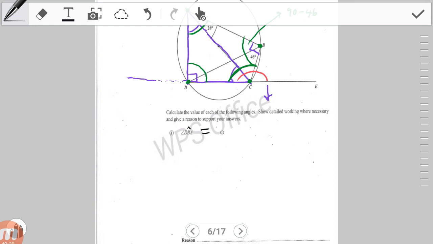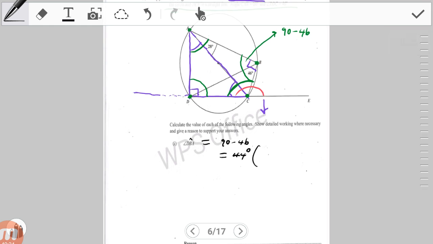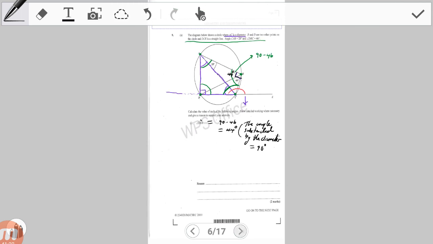It would have simply been the fact that angle DBA is equal to 90 take away 46, which you're going to find naturally here is equal to 44 degrees. And so a reason to support your answer could be that the opposite angles in a cyclic quadrilateral are supplementary, or you could just simply say, the easiest way here, the angle subtended by the diameter equals 90 degrees. Pardon me, I get my theorems a bit mixed up, guys. So because this angle is established to be 90 degrees, we are able to subtract the 46 from 90 to get the remaining angle, which is in fact 44 degrees. So let's just indicate that in here, 44 degrees. All right, pretty good there, guys.